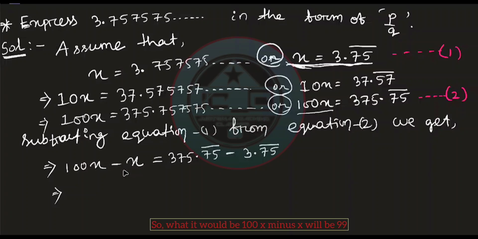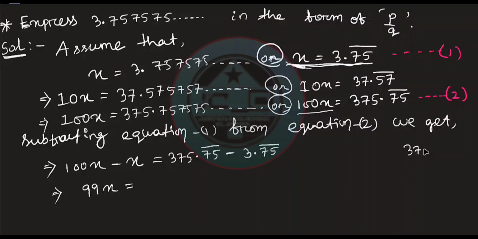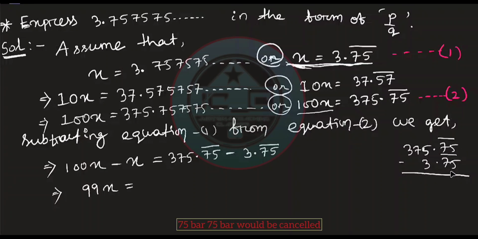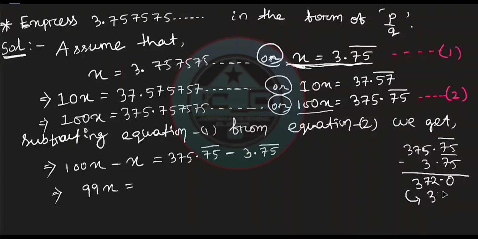So 100x minus x will be 99x is equal to, one more thing, 375.75 bar minus 3.75 bar, the same things are here. So 75 bar would be cancelled, so you get 0.0. So 375 minus 3 is 372.0, which is equal to 372 only, right?